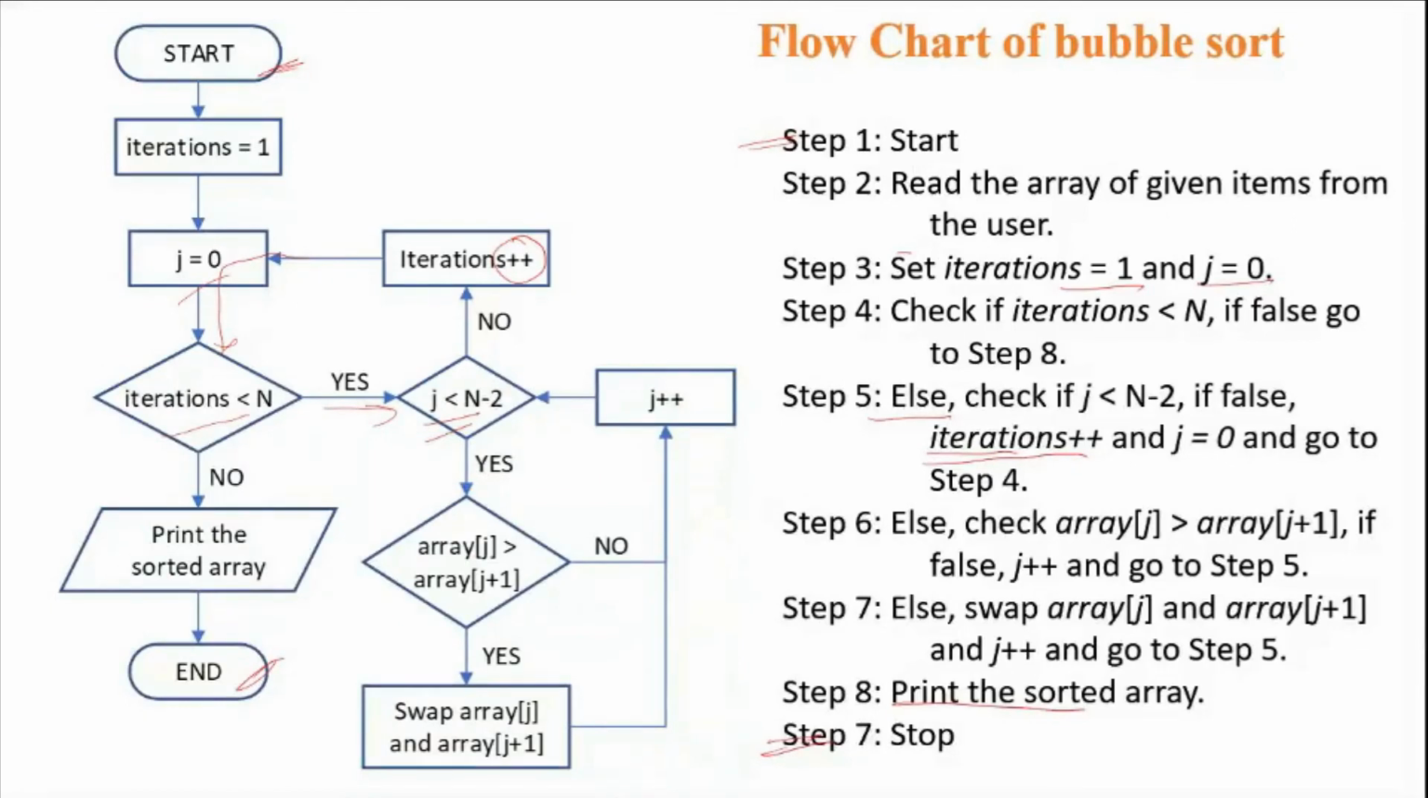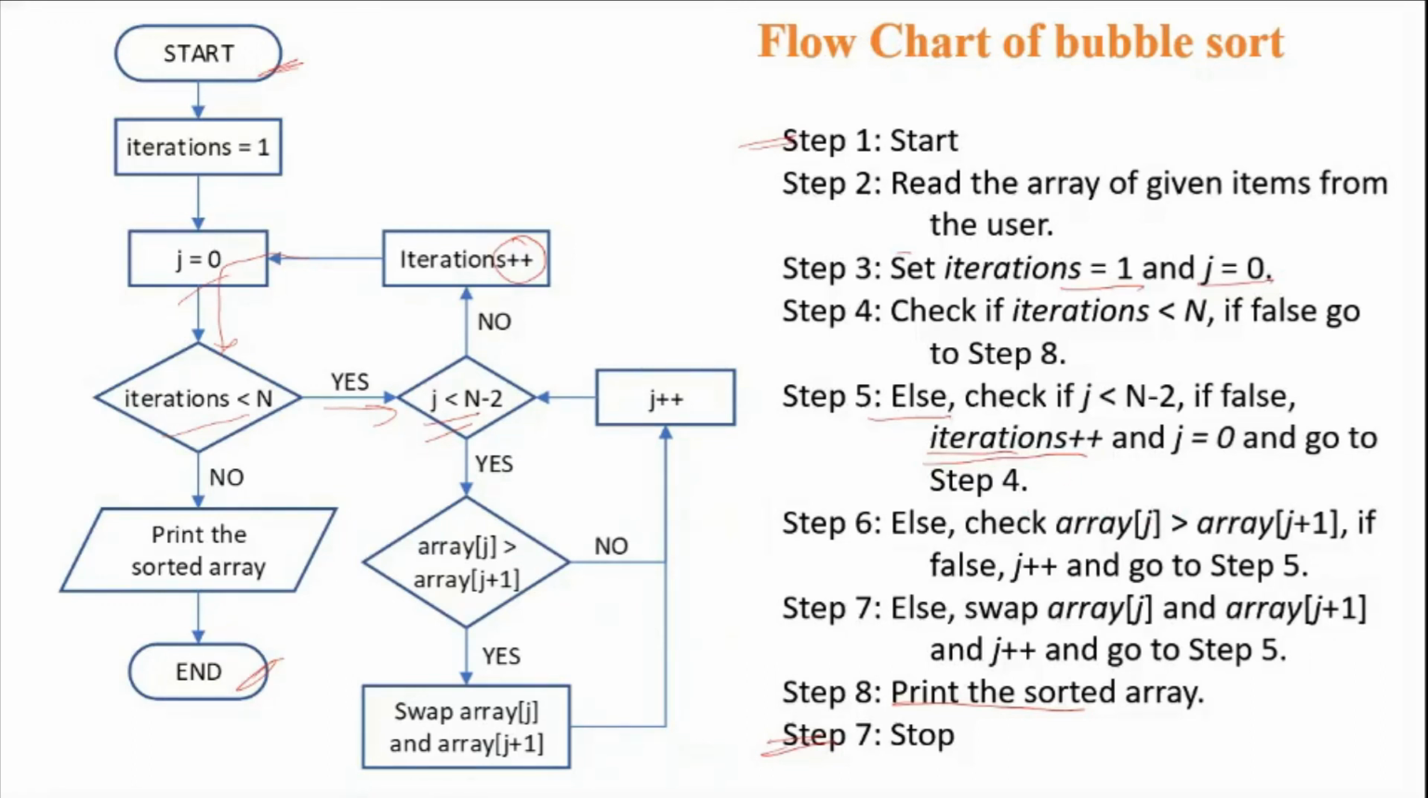So this loop repeats. Then if this one is true, that is array of j is greater than array of j plus 1, in that case we swap array of j and array of j plus 1. So these two values are swapped. Then again we go back to j plus plus. So this is the flowchart for the bubble sort algorithm, and here is the algorithm for the bubble sort.